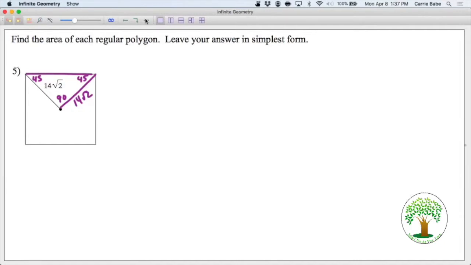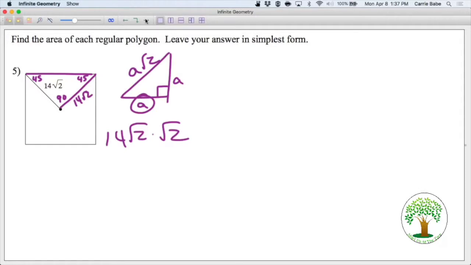What do we do to find it? 56. How do you know that? What did you do? I multiplied it by the square root. Okay, so we know for our little special formula that if this is A, this is A, this is A square root 2. So whatever this side is, I multiply by the square root of 2. That means I take 14 square root 2 and multiply it by square root 2 to get this side, the hypotenuse.